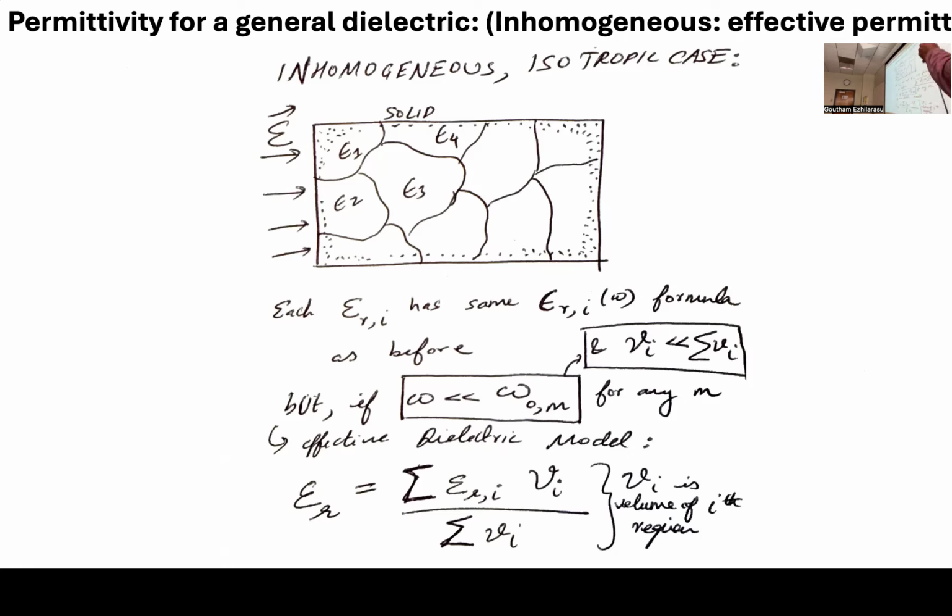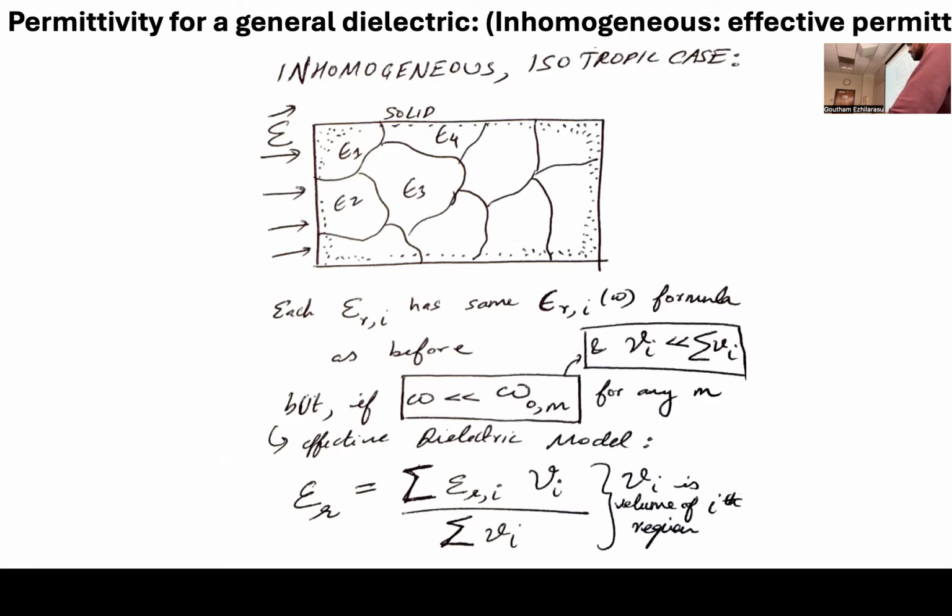Is this the same case with the gate dielectric that we are using, because we deposit it? No, it's not the same case. Just because it is amorphous doesn't mean the dielectric constant is varying. It's still homogeneous, not inhomogeneous.